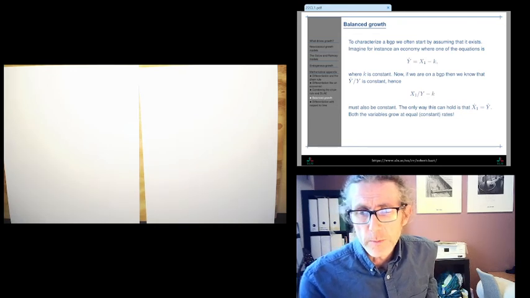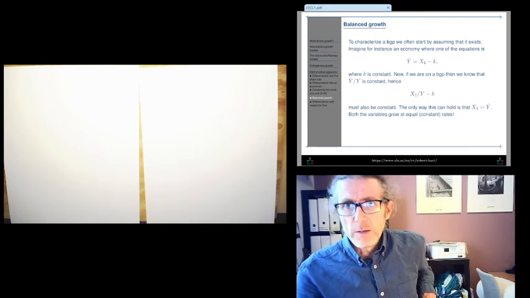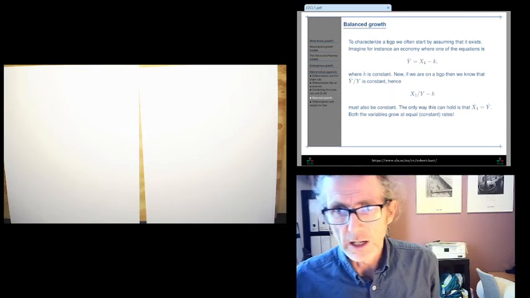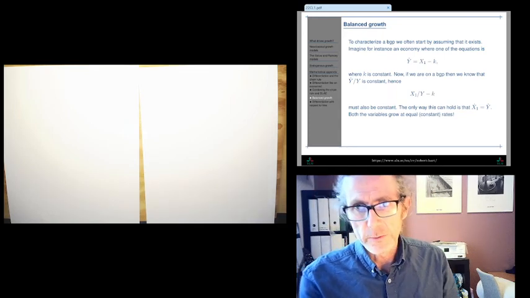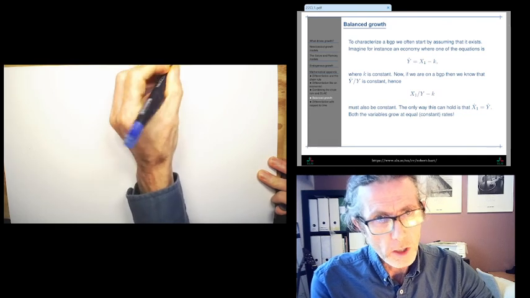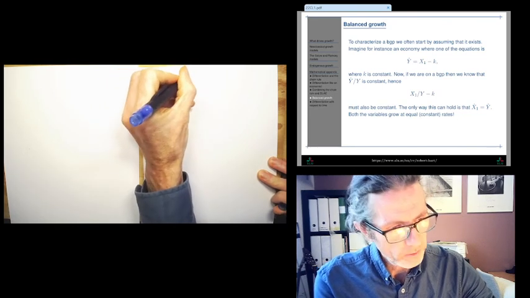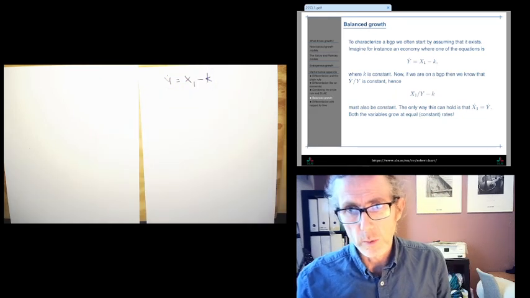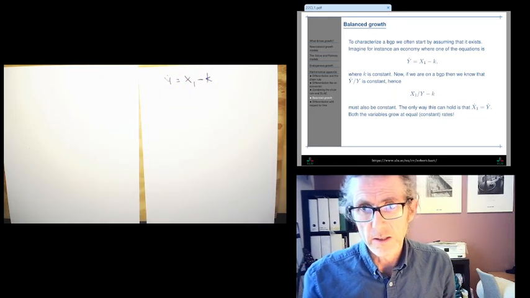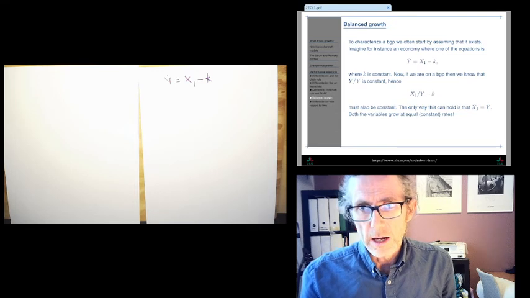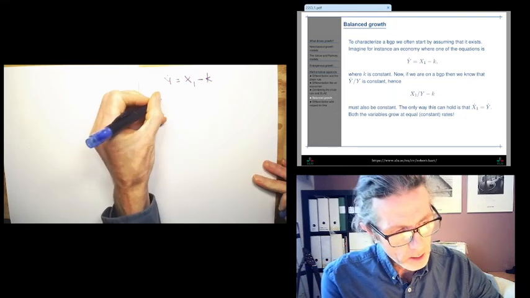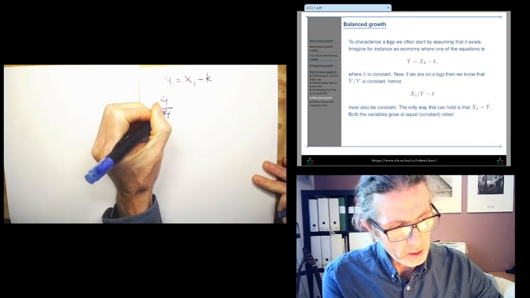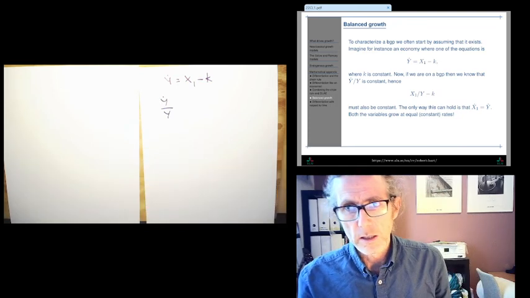So to characterize a BGP, we assume it exists. Imagine, for instance, an economy where one of the equations is as follows: y dot equals x1 minus k, where x1 is variable but k isn't. Now, if we're on a BGP, we know that y dot over y is constant.